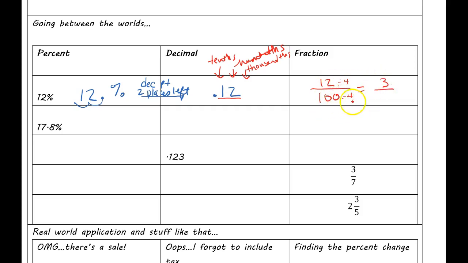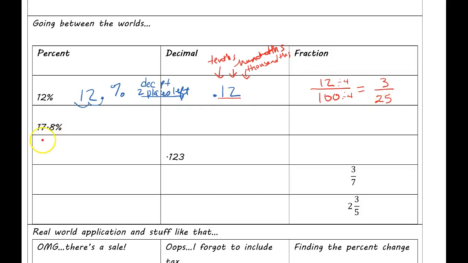And 100 divided by 4 is 25. So this is the most simplified version of the fraction, but that's pretty much it. So to go from a percent to a decimal, move the decimal point, then read the number to yourself and it becomes a fraction. So let's try that again.